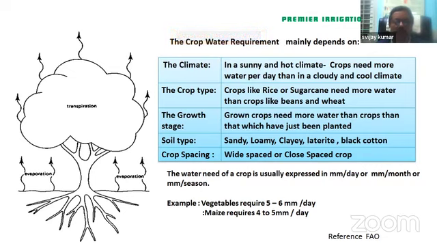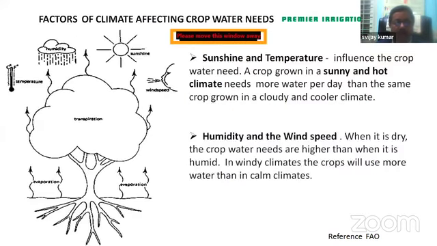Generally, when we talk of water requirement, we are talking about the evapotranspiration and these important factors. For example, we will say a vegetable requires 5 to 6 millimeters per day, or maize requires 4 to 5 millimeters per day. So this is the kind of water that is evaporating. Whatever water is going out, the same water has to be given back directly to the root zone.